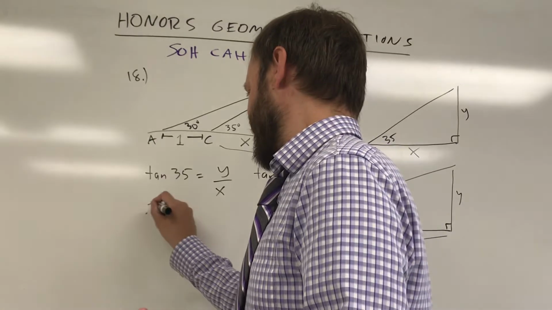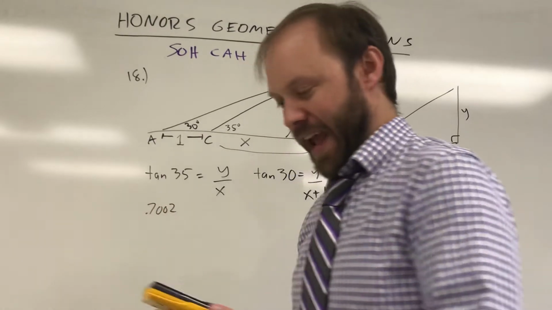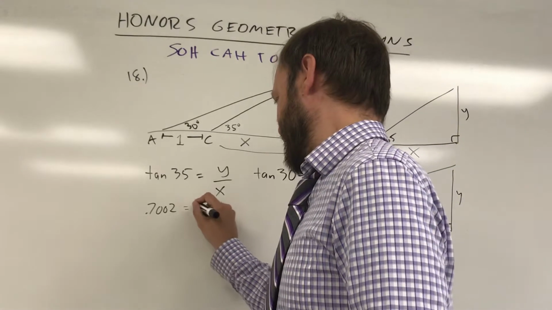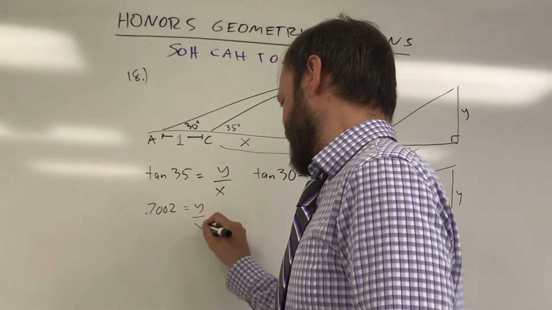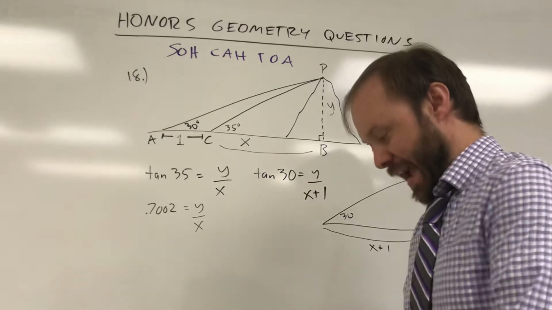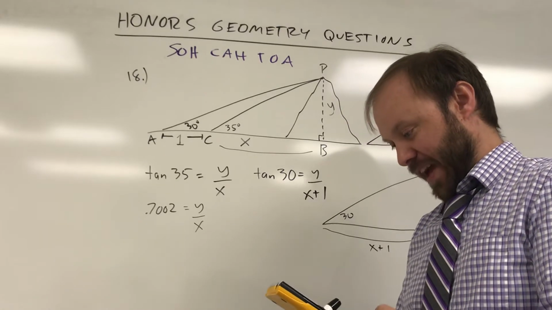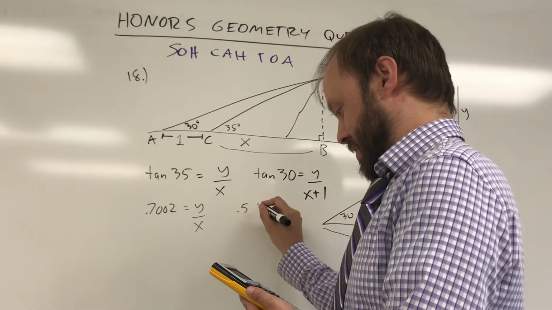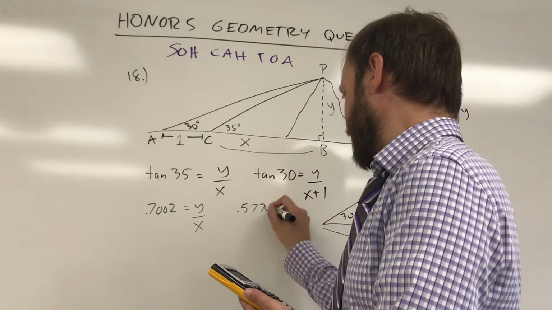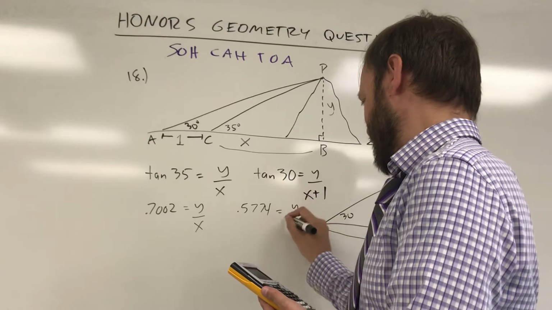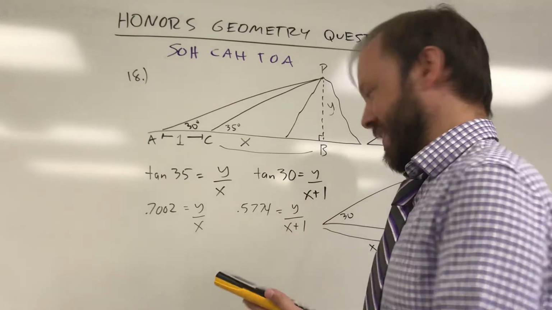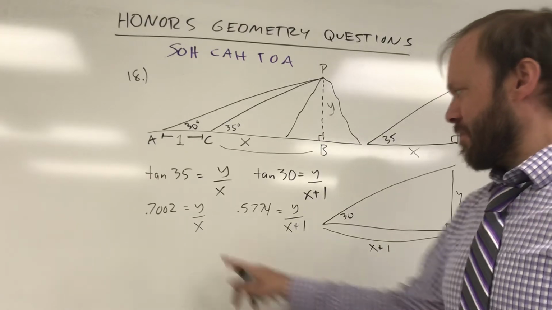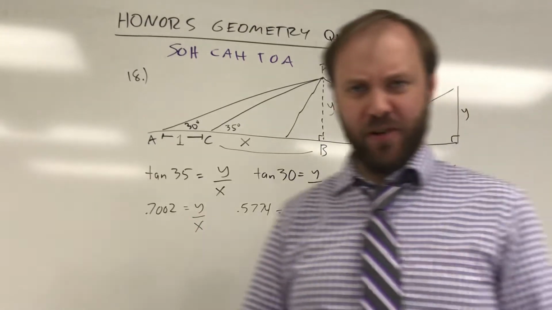Okay, so that's about 0.7002. And again, if you can keep the decimal completely in your calculator, I think that would be a good idea. So 0.7002 is equal to y over x. All right, and tangent of 30, if we run the numbers on that, tangent of 30 is about 0.5774 if you're rounding. Again, it really is best if you leave it in your calculator. Anyway, but if we do that, these are suddenly a little bit simpler.